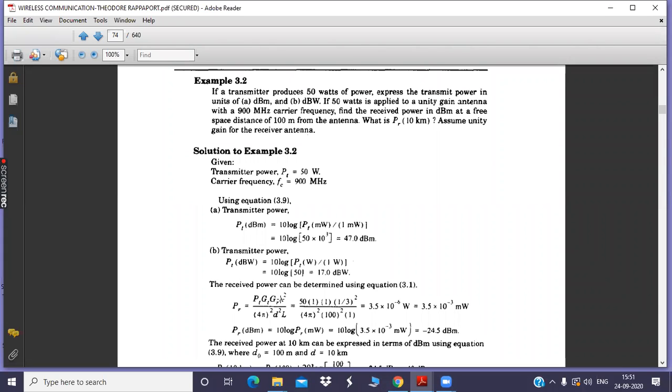Lambda we can find as C by F. Same thing now, C by F. F is 900 megahertz. From the previous question itself, you already found out 1 by 3. Same quantity only, here also it is mentioned. By 4 pi the whole square, D is 100. Loss factor is 1. Because loss is not mentioned, you can directly mention that since it's a lossless system, you can take it as 1.